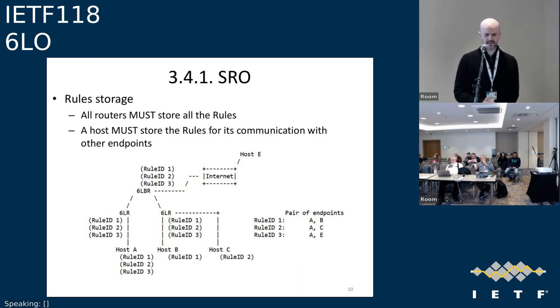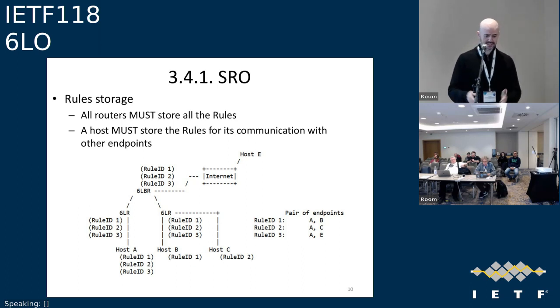So in this example, as you can see, there are three hosts A, B, and C, which would belong to this IEEE 802.15.4 network. And then there's a couple of 6LRs. There is one 6LBR, which connects the whole 802.15.4 network to the internet. And then also there would be some external host E. On the right part of the slide, you can see a legend, which shows in this example that there are three pairs of endpoints that will communicate, A and B, A and C, and A and E. And then the corresponding rules that would be used to compress the headers in those cases, respectively.